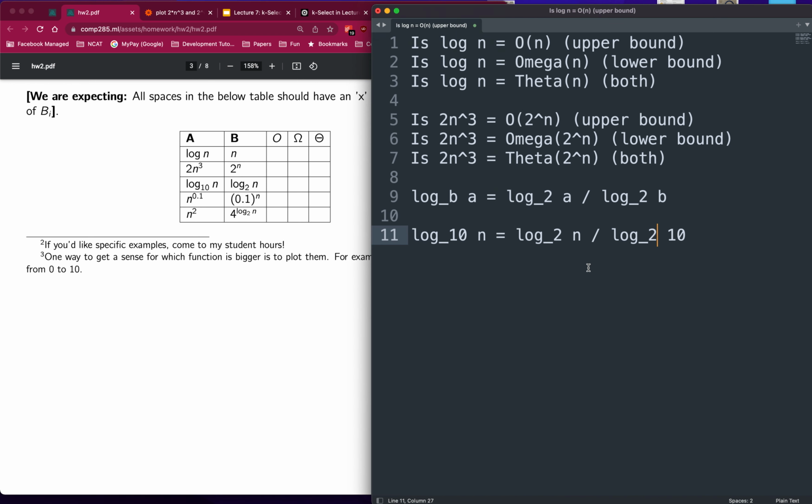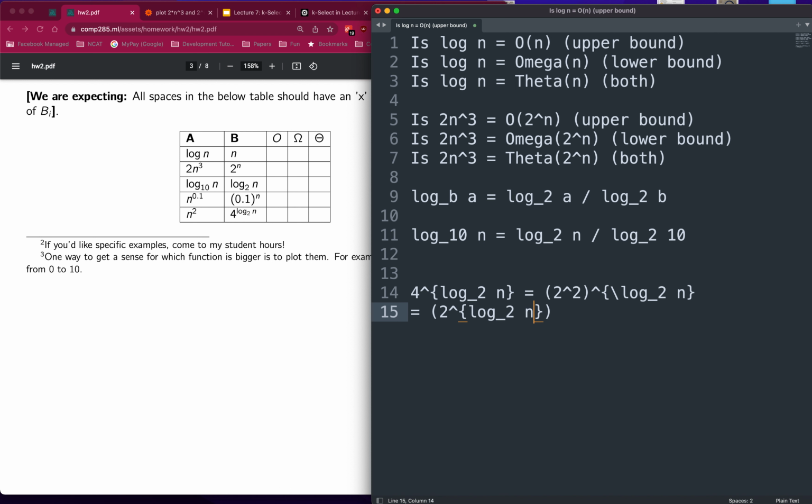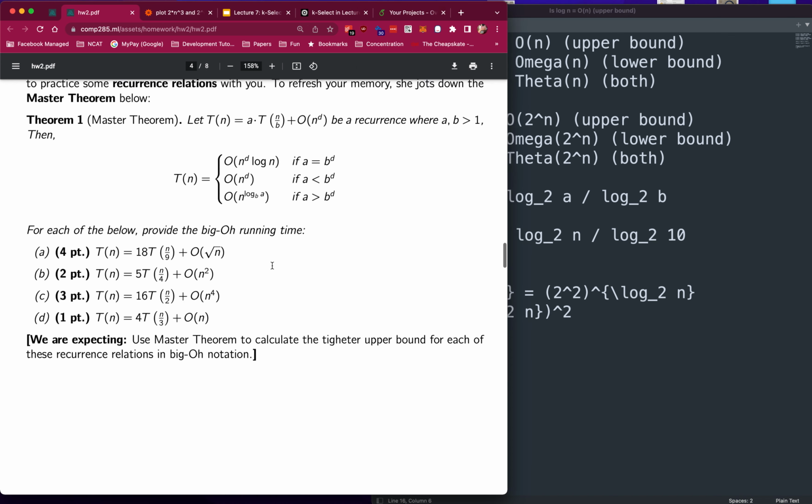For the last one, something to keep in mind is there are some exponent rules. So for example, 4 raised to the log base 2 of n is actually equal to 2 squared raised to the log base 2 of n, which by exponent rules you can rewrite as 2 raised to the log base 2 of n, squared. The 2 raised to the log base 2 of n cancels out, so it simplifies down to n squared. All right, moving on.